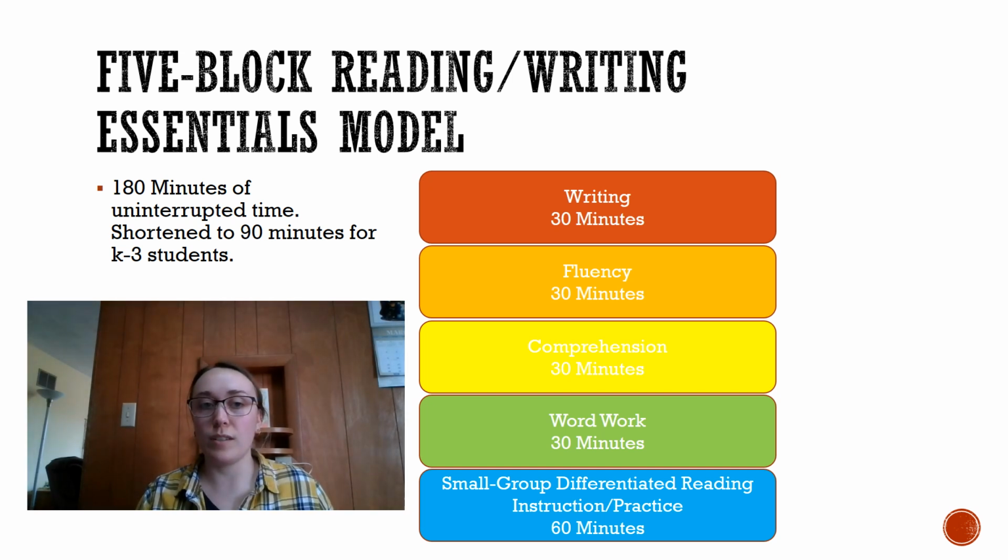So the first 30 minutes is going to be writing activities. Your second 30 minutes is going to be fluency activities, so practice rereading the passages. The third category is devoted to comprehension, which I explained above in the above slides, and your fourth category is going to be devoted to word work. And then for the last hour, if you're doing older students again, you're going to do differentiated activities. So you're going to have your students split up into different groups by ability, and you're going to have them practice reading instruction specifically.